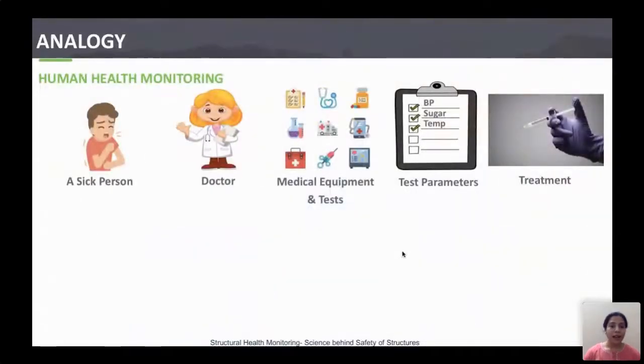I relate structural health monitoring very closely with human health monitoring. For example, if a person is sick, he'll go to a doctor, and the doctor will run so many tests on the sick person. He'll use so many medical equipments to monitor the body parameters, right? What are the body parameters here? BP, sugar, temperature, and so many. The doctor will analyze these parameters, and based upon these parameters, he will suggest some treatment, right?